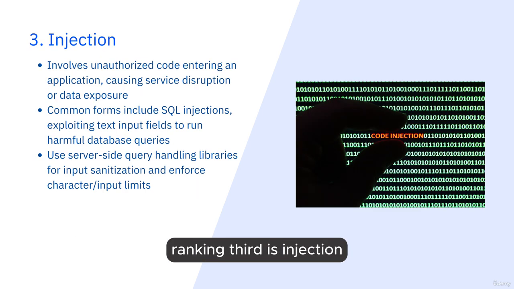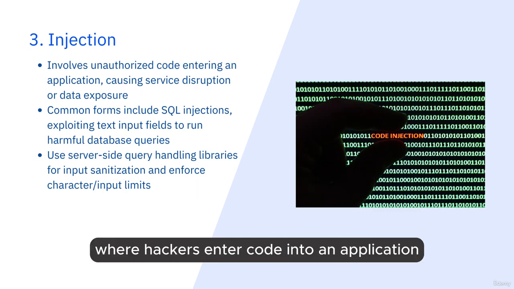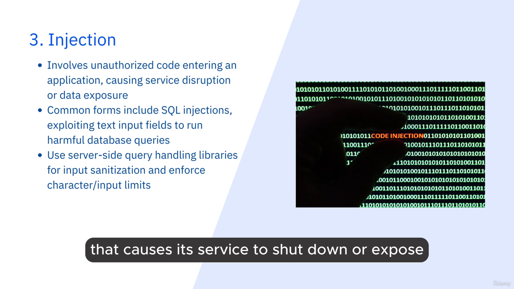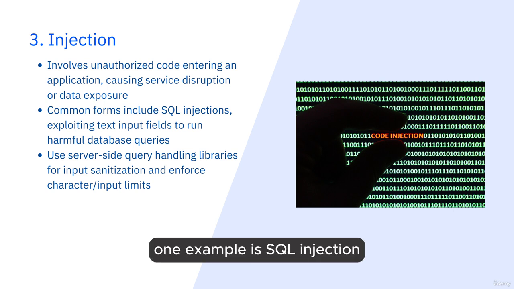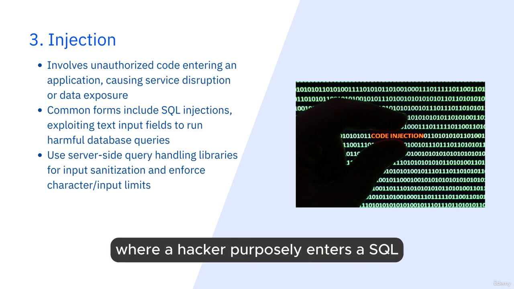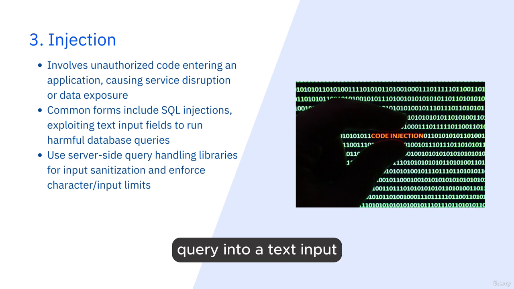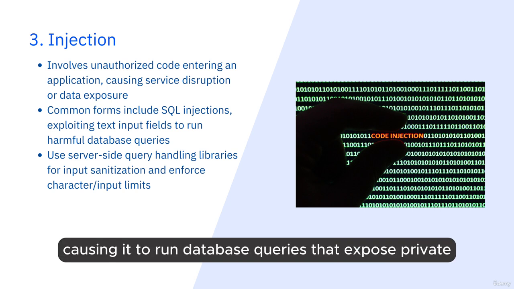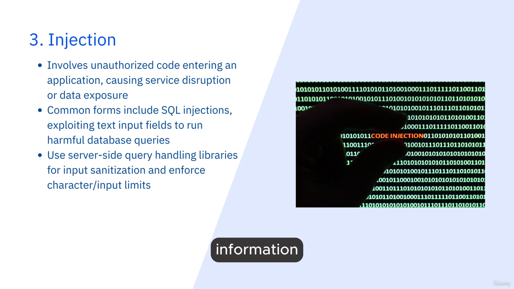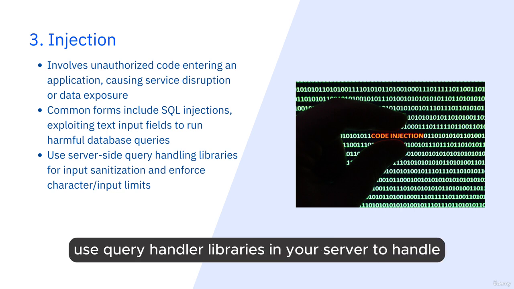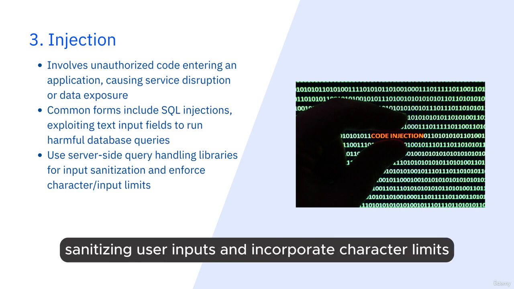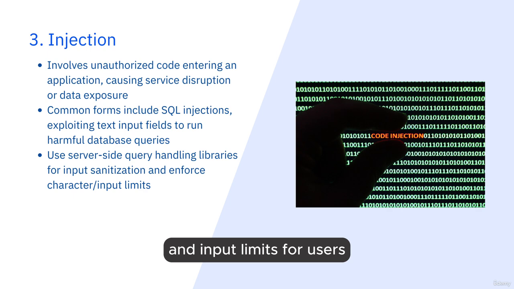Ranking third is injection, where hackers enter code into an application that causes its service to shut down or expose sensitive information. One example is SQL injection, where a hacker purposely enters a SQL query into a text input, causing it to run database queries that expose private information. To avoid injection flaws, use query handler libraries in your server to handle sanitizing user inputs and incorporate character limits and input limits for users.